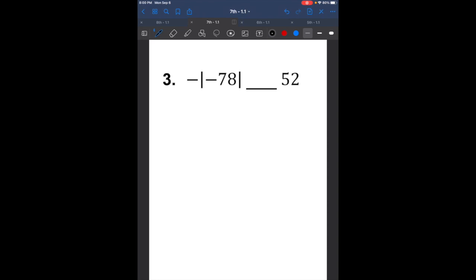Alright, so let's answer our absolute value first. What is the absolute value of negative 78? Well, we know absolute value is always positive, so the absolute value of negative 78 is going to be 78. But notice what is on the outside of these absolute value signs. Well, it's a negative sign. That means that's just going to drop down, and that turns again into a negative 78.